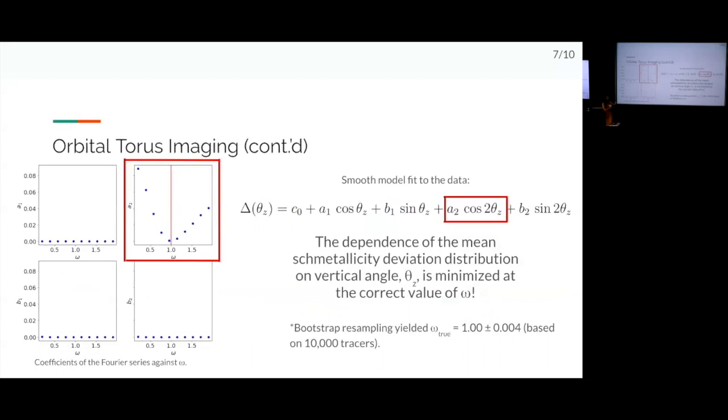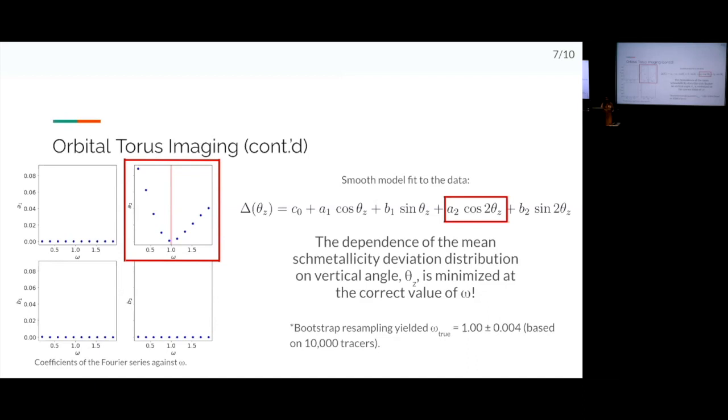So here, delta of theta z is just the smooth model, which I fit to the data I showed you on the previous slide in the correct potential. And this was chosen because you can always uniquely decompose your distribution in Fourier space. That is, there is one set of amplitudes and phases that describe your distribution. And so the panels on the left are the coefficients of that Fourier expansion in theta z plotted against omega.